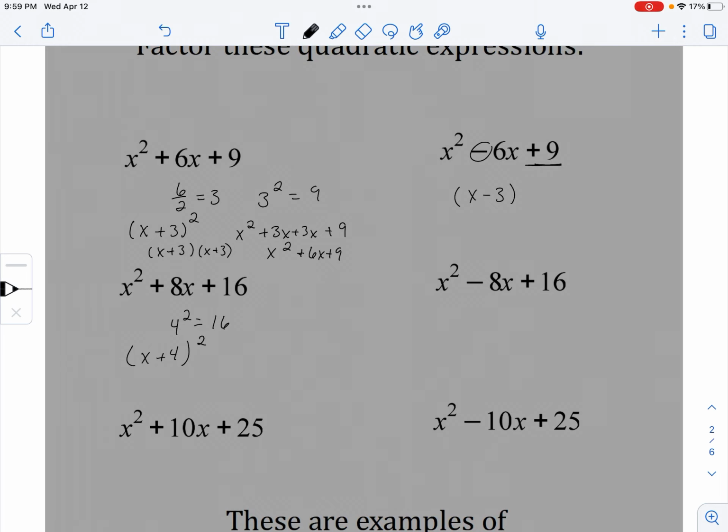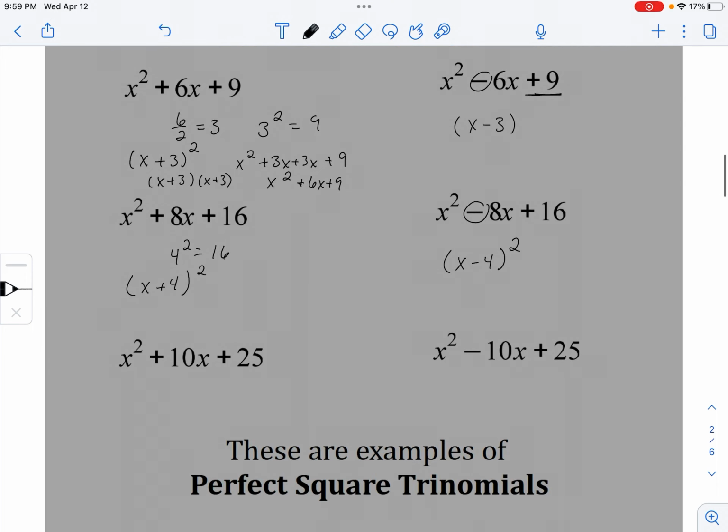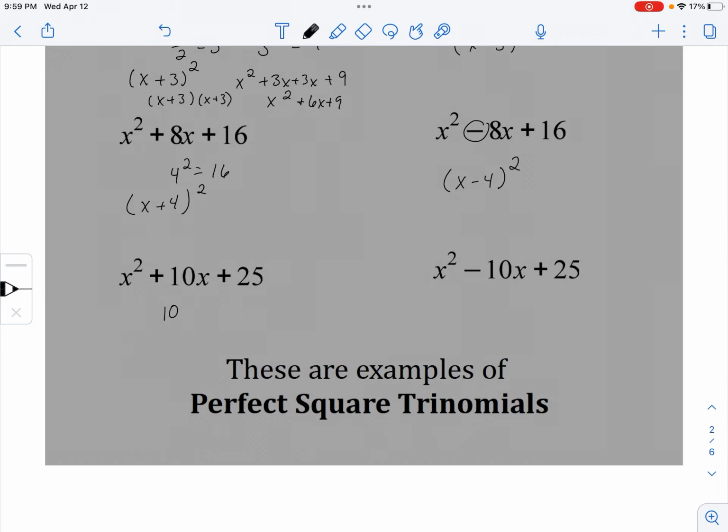The other one, same thing. The only difference is this minus, so now it's going to be an x minus 4 squared. And then on these next two, same thing. Half of our b value equals 5. 5 squared equals 25. So here our factors would be x plus 5 squared, or x plus 5 times x plus 5. And once again, on the right side here, it's going to be the same thing, just x minus 5 now, because of the minus in between the x squared and the b value.